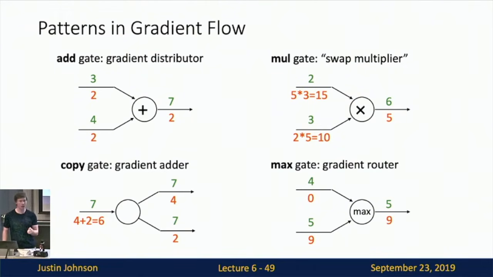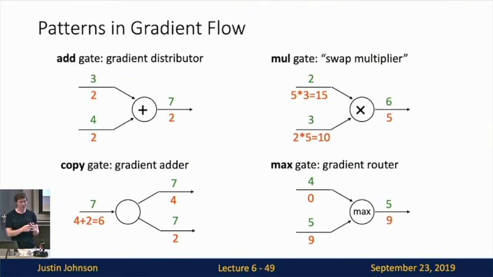Another one that you might see a lot is a max gate. Here the max gate is going to take two scalar inputs and return the maximum of the two inputs. And what does that function look like? That looks a little bit like a ReLU function. So you can imagine that for the input that was indeed the maximum, the local gradient was 1. And for the input which was not the maximum, the local gradient was 0.